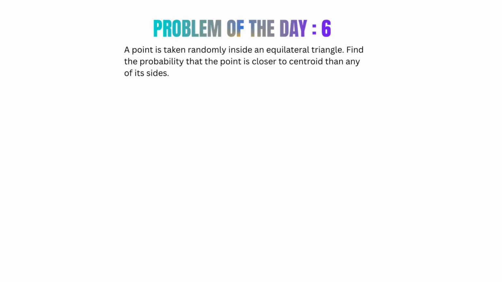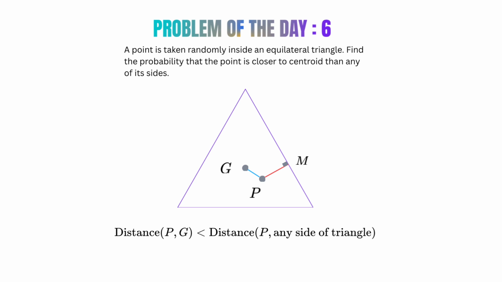Here's your problem of the day, and it's got a twist of geometry and probability. Imagine a perfectly equilateral triangle. Now, pick a point randomly inside it. Here's the challenge. What's the probability that this point lies closer to the centroid than to any of its sides?